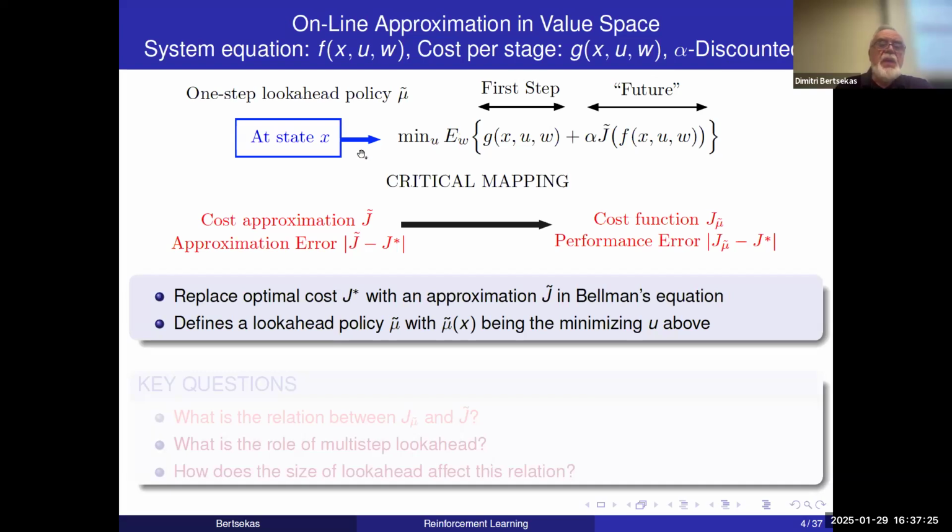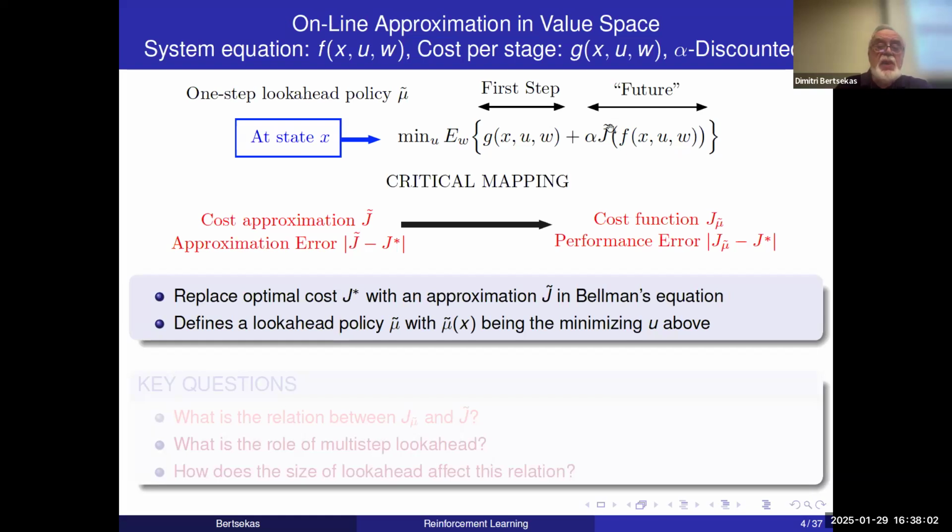And here what we do is at any state x that we encounter online, we consider all possible controls. Add the first-stage cost with future costs starting from the next state as evaluated by some cost approximation function, J tilde. Take the expected value of that over w and minimize over all controls. And that gives us the control that we are going to apply at state x. This is approximation in value space with one-step look-ahead.